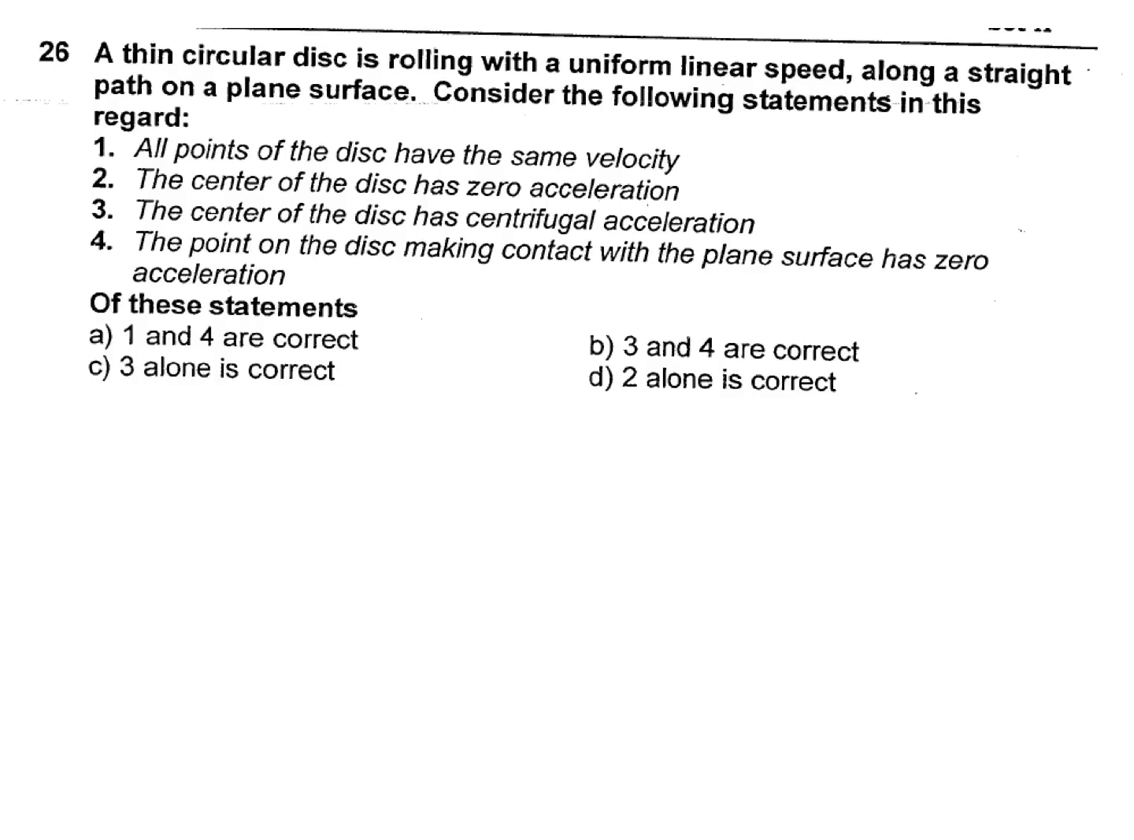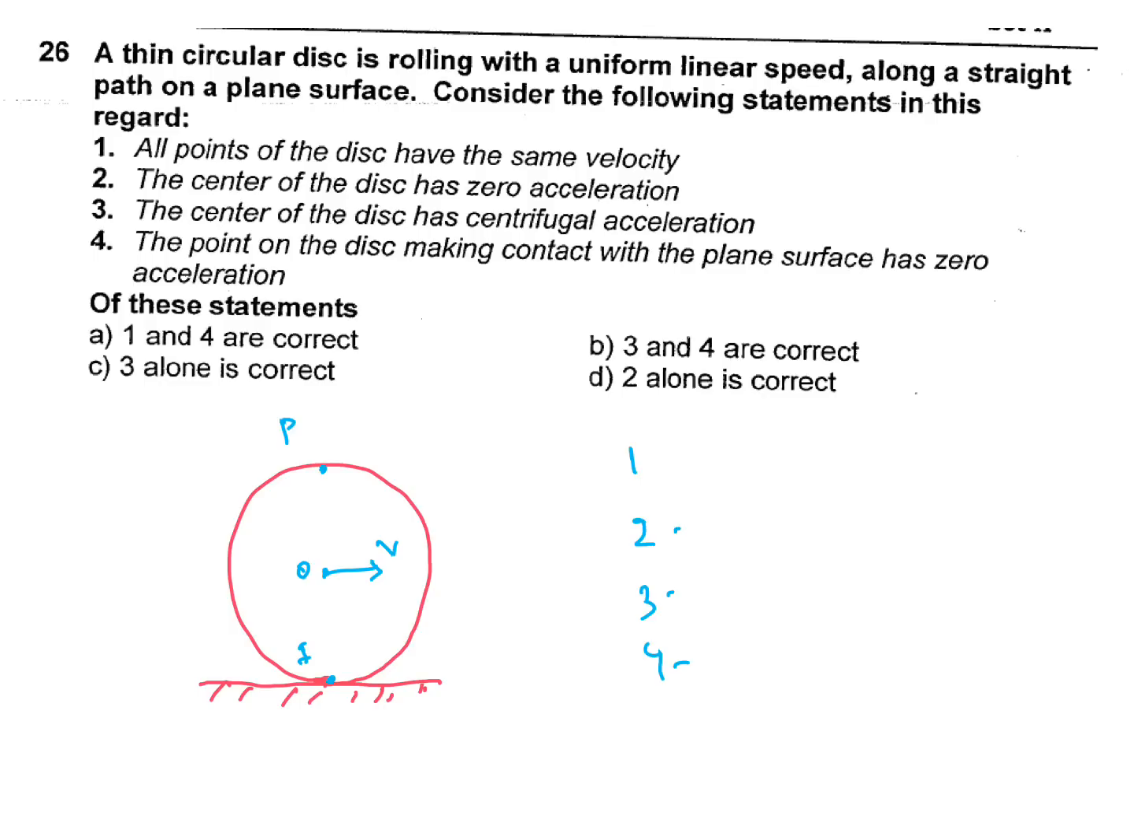Next question. A thin circular disc is rolling with a uniform linear speed along a straight path on a plane surface. Consider the following statements in this regard. Thin disc. Let the center be O, the contact point I, and another point P. Let the center have velocity V. Four statements are given. All points of the disc have the same velocity. No. At point I it's 0, at point O it's V, and at point P it's more than V.